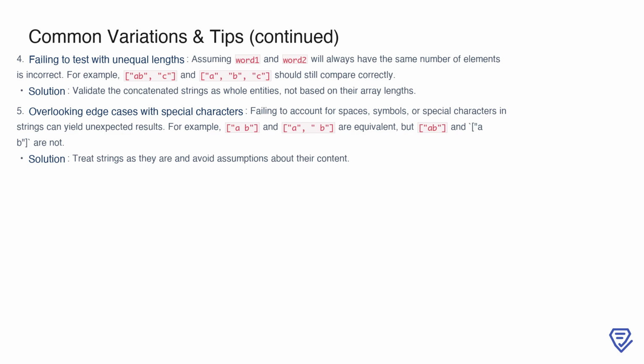Additionally, edge cases with special characters can complicate the problem. For example, AB and B are equivalent, but an empty string and AB are not. These differences highlight why you cannot make assumptions about the content of the strings. Always treat the strings exactly as they are given, ensuring you handle spaces, symbols, and other special characters properly.